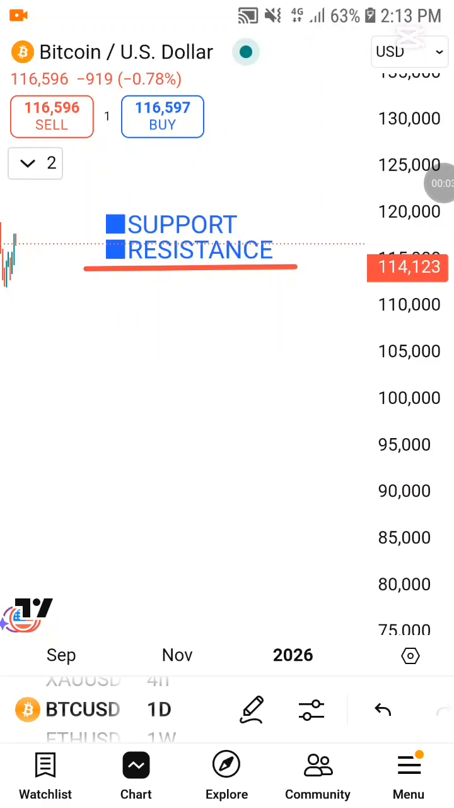Welcome to our first mentorship class. In today's lesson, I'll be taking you through support and resistance. This is the major key point in the forex industry. Please pay close attention to this lesson.